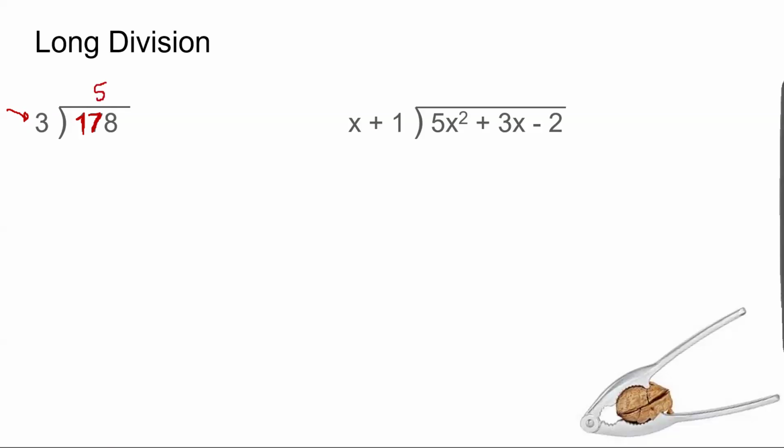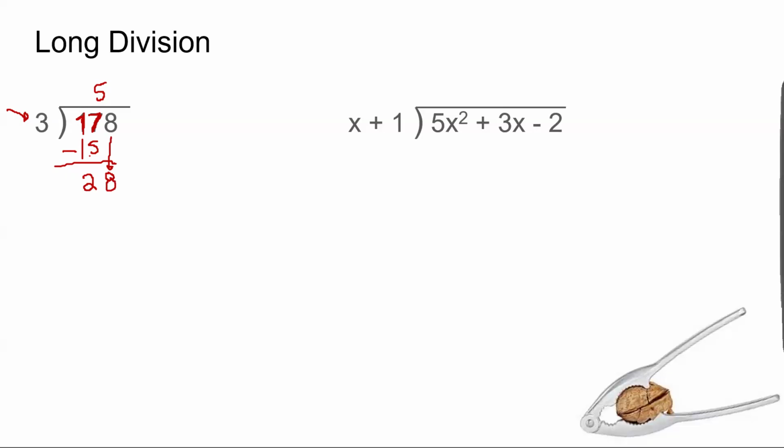So you put the 5 up here and then you multiply it back. 5 times 3 is 15. That gets written under here and you are subtracting that and you draw a line. 17 minus 15 would be 2. And then the next step is to drop the next digit down so that you've got that. And then you start over again.